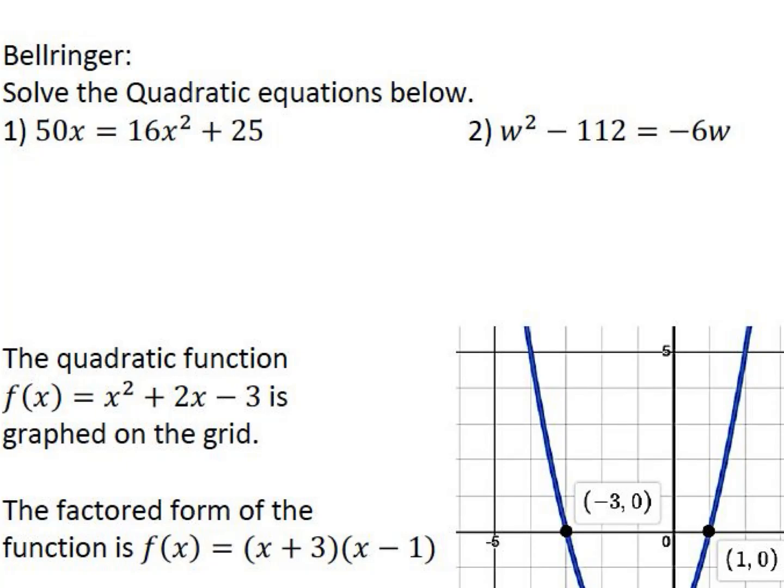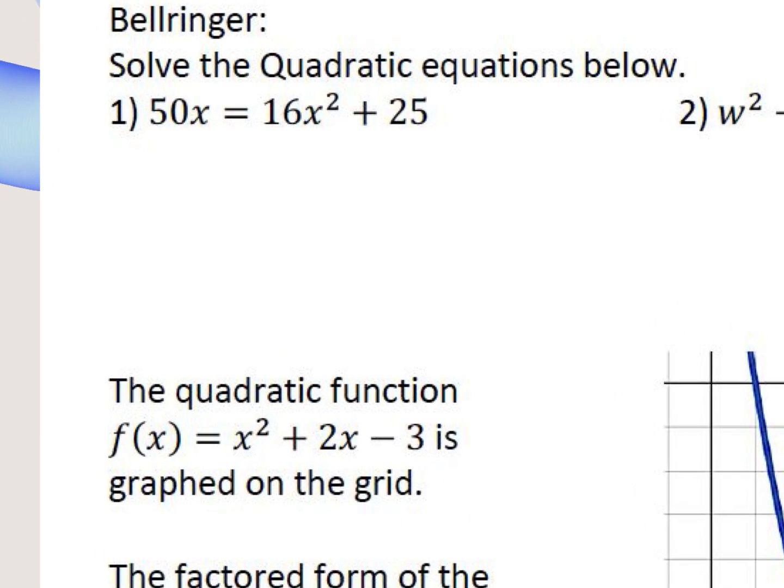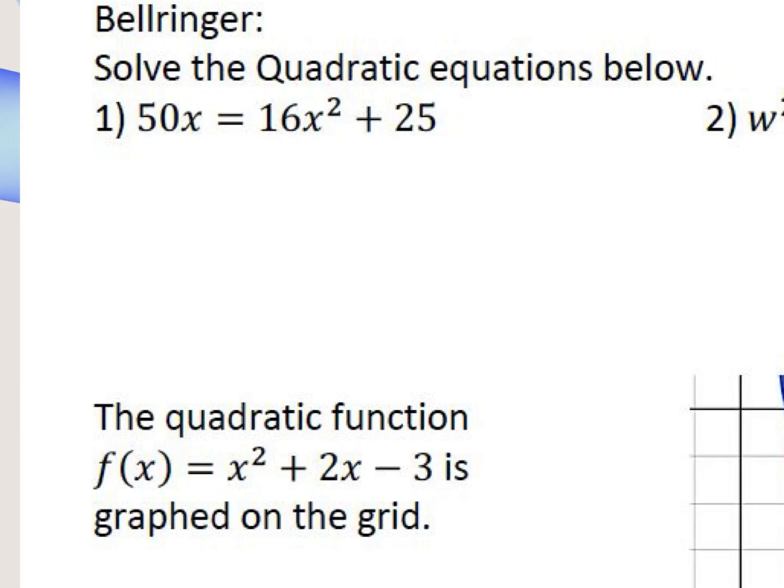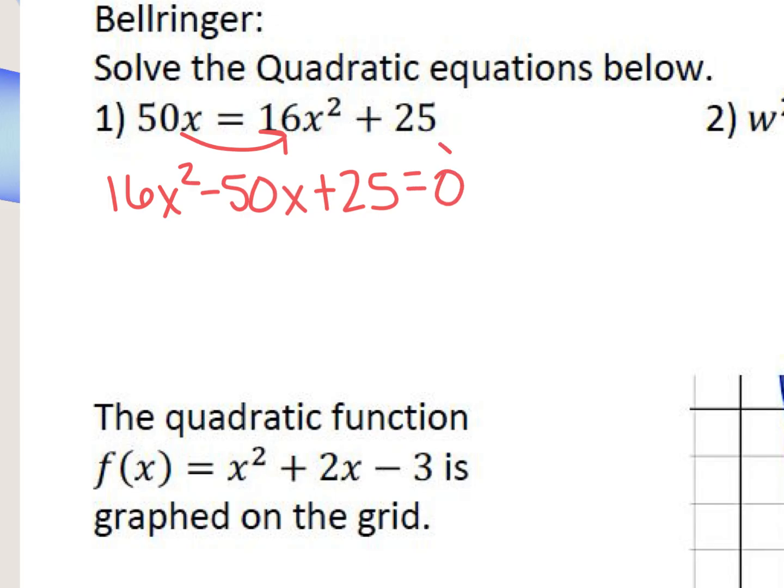Would we solve these quadratics? What do you think we would do here? Yeah, we're going to have to subtract that 50x. We said one of the main things we have to make sure we do is put everything on the same side. So if we're going to move this over, now we have 16x squared minus 50x plus 25. That equals our 0, right? Remember, y is 0, so that's an x-intercept, a 0, a solution, a root.